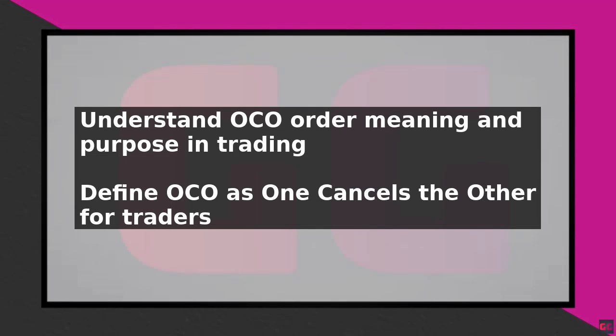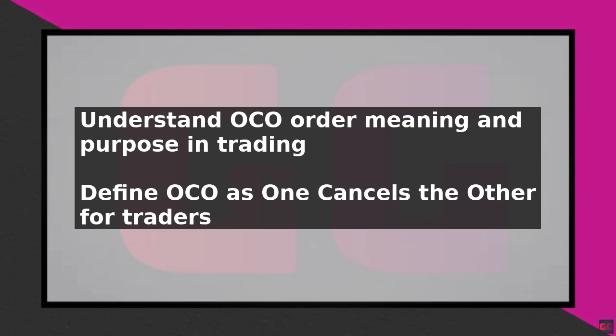To create an OCO order in Thinkorswim, start by understanding what an OCO order is. OCO stands for one cancels the other, which means that when one order is executed, the other order is automatically cancelled. This type of order is useful for traders who want to set a profit target and a stop loss at the same time. First, log into your Thinkorswim account and navigate to the Trade tab.